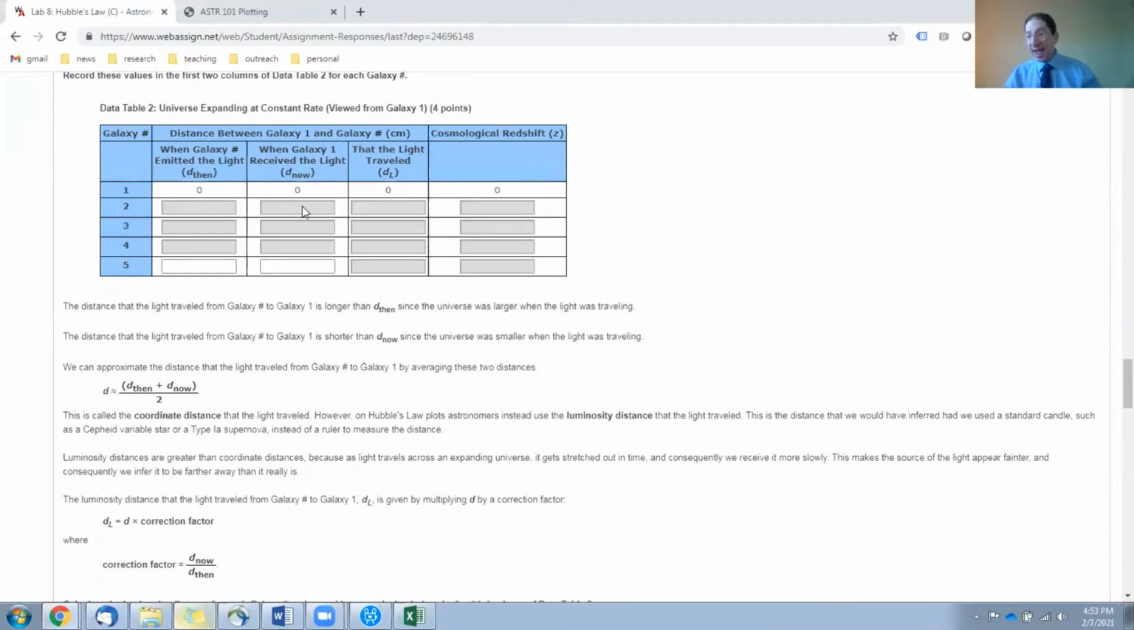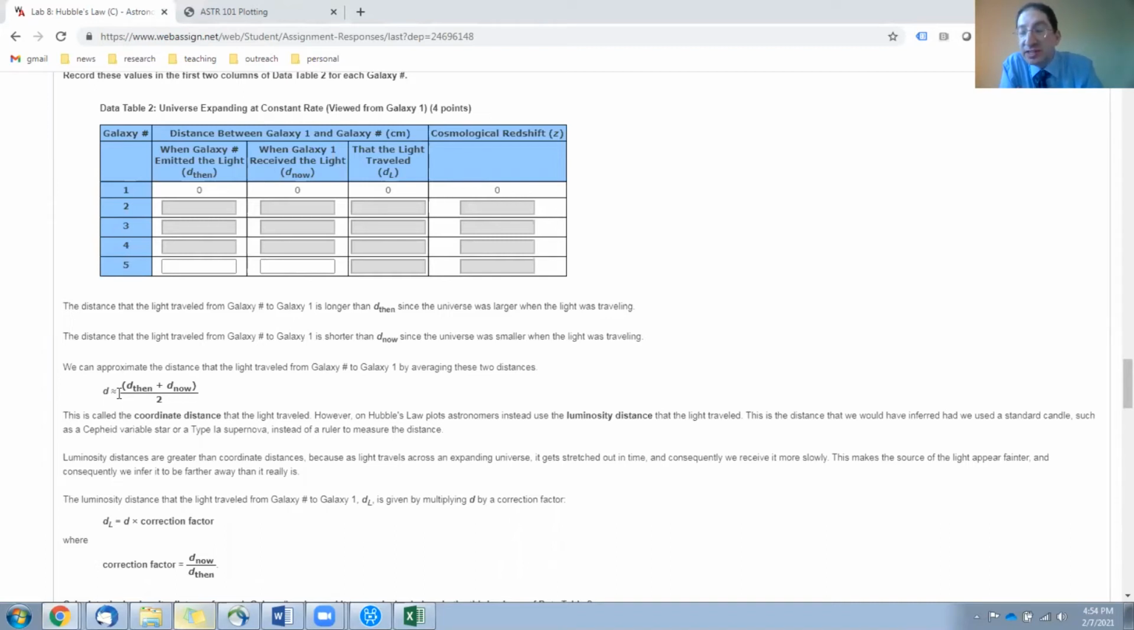Now, how far the light actually travels will be something between those two limits. And the equation for calculating that can be somewhat tricky, but in this lab, it's good enough to simply average the two values. You see that here, D then plus D now divided by 2. And that gives us something we call coordinate distance. That's the distance you would get if you had some giant ruler that you could stretch out through the expanse of space and measure the path that the light took.